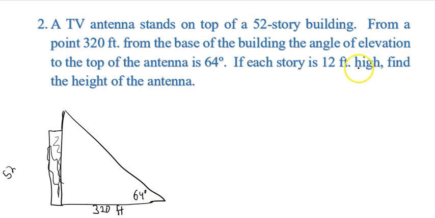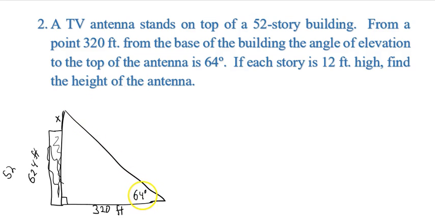Here's where we can make that conversion. Each story is 12 feet high. So if I have 52 stories and they are 12 feet each, 52 times 12 is going to give me 624 feet. That's just the building. The question is to find the height of the antenna. So this piece right here is our x. So that means that the whole side of this triangle, which here's our right angle, the whole side is 624 plus this antenna x when we're looking at the triangle.